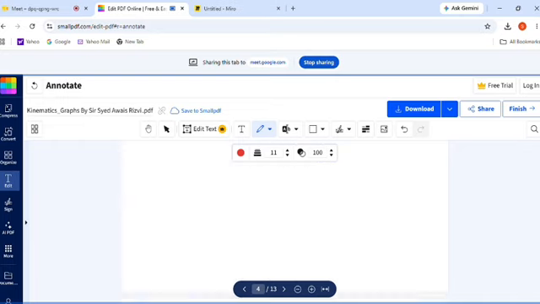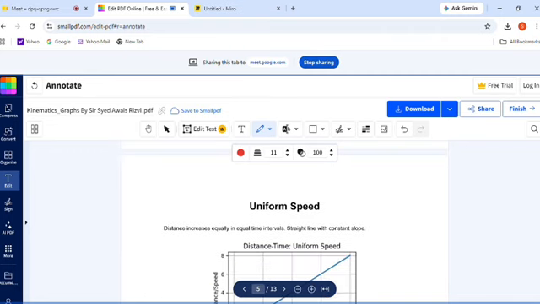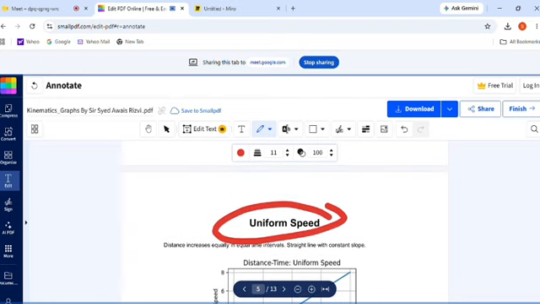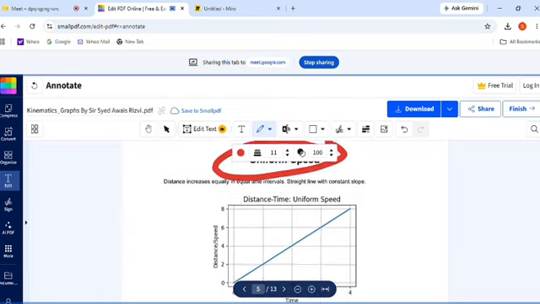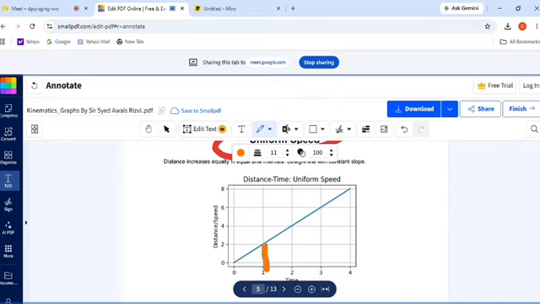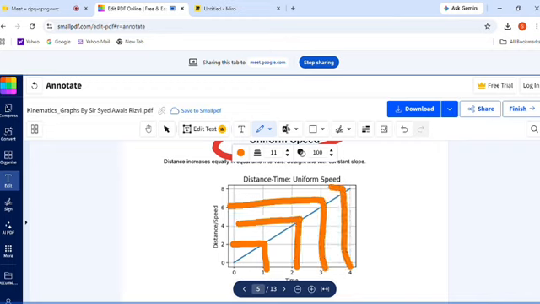The second case of the distance time graph is uniform speed. First of all, you should know what the term uniform speed means. Uniform speed means the body covers an equal distance in equal intervals of time. You can see in the slides a straight line graph. In 1 second the body covers 2 meters. In 2 seconds, 4 meters. In 3 seconds, 6 meters. In 4 seconds, 8 meters. So every second the body covers 2 meters.